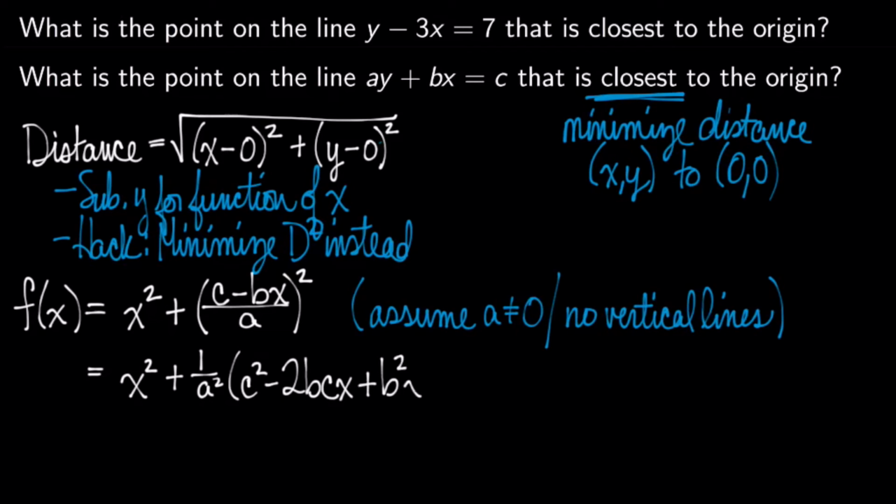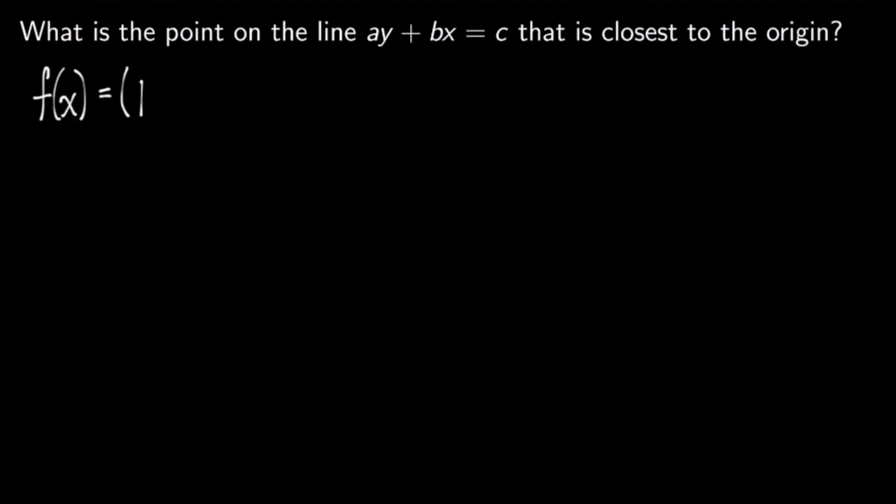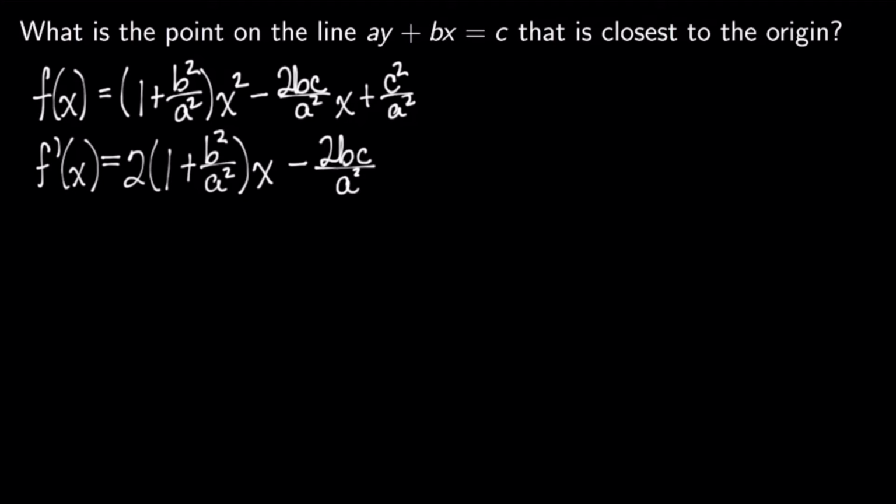So by distributing everything and making it cute, I get a quadratic. I get (1 plus b squared over a squared) times x squared, right? That's the coefficient for the quadratic term. And then I get minus 2bc over a squared times x, that's my linear term, plus c squared over a squared for my constant term. I'm ready to take my derivative, which now that I've got my function arranged just so, it's really easy to do. I get 2 times that mess times x minus 2bc over a squared. That constant term falls away.